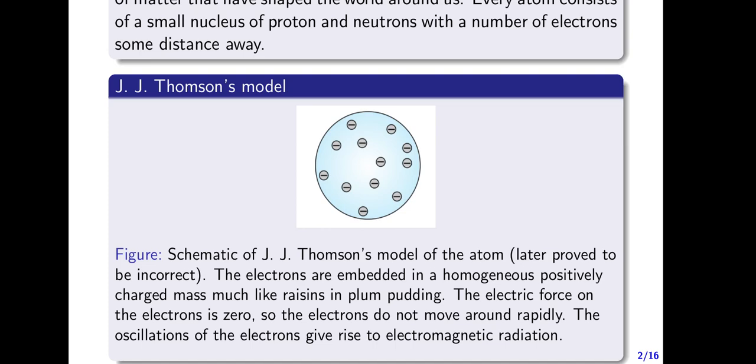The atom is positively charged, and there are electrons embedded inside the atom. The electrons are negatively charged because the atom is known to be neutral. So in his understanding, the electrons are embedded in the positively charged mass, he didn't call it a nucleus, like raisins in plum pudding. So we call this model the Plum-Pudding model.